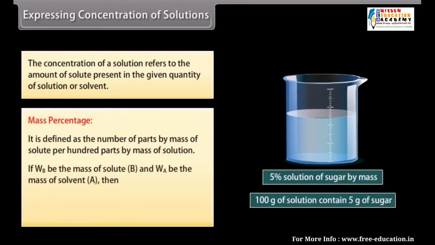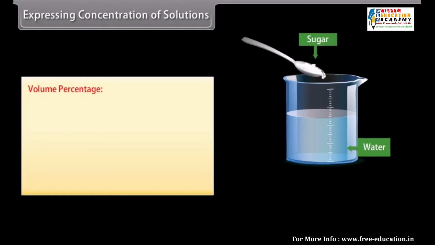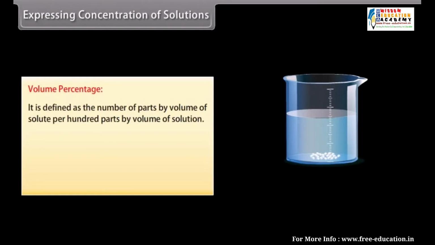If Wb be the mass of solute B and Wa be the mass of solvent A, then mass percentage of B is equal to Wb upon (Wa plus Wb) multiplied by 100. Volume percentage. It is defined as the number of parts by volume of solute per 100 parts by volume of solution.